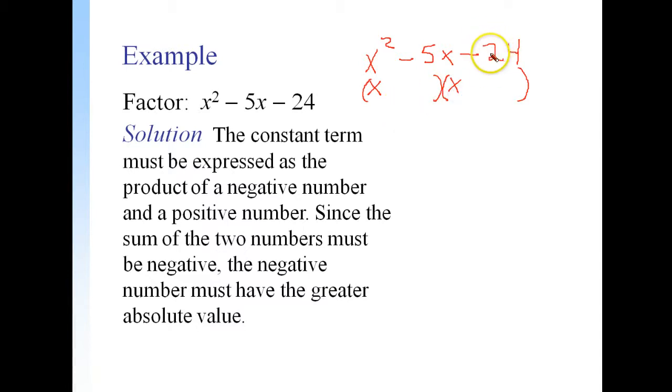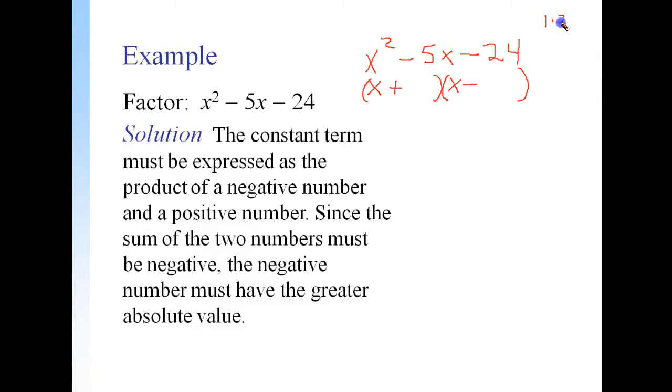Now here's an interesting case. Our third sign is negative. That means one of these has to be positive and one has to be negative in order to give me a negative third term. But my middle sign is also negative. That means I'm going to have the difference of two factors that will be a 5. So let's write them out.